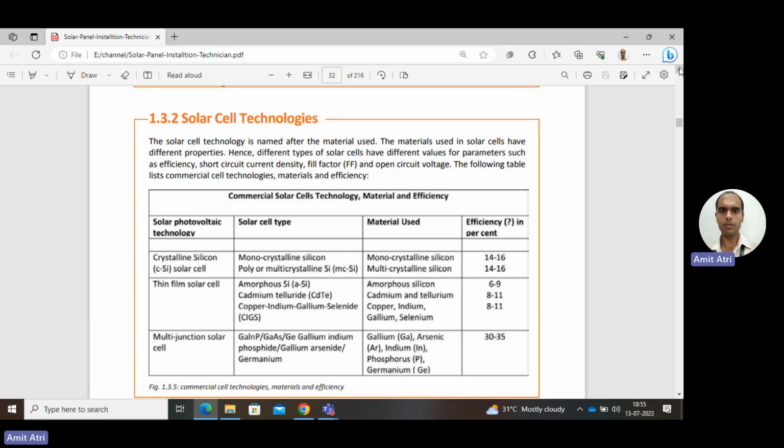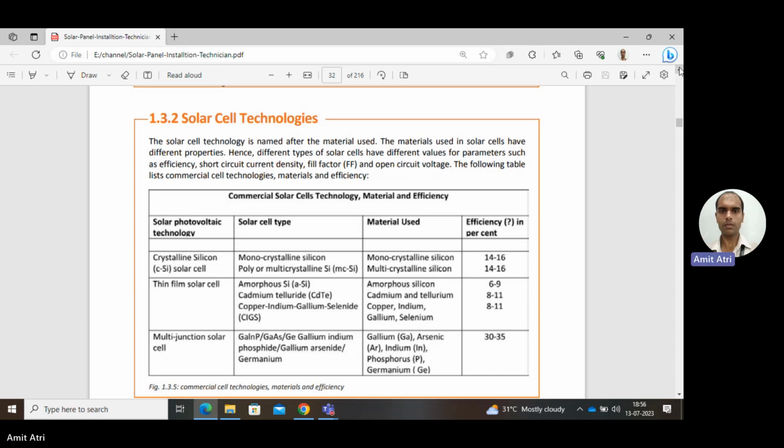First technology is crystalline silicon solar cell. It is of two types: monocrystalline silicon and second, polycrystalline. Polycrystalline silicon is also known as multicrystalline silicon. The material used is monocrystalline silicon in the first type of cell, and multicrystalline silicon in the multicrystalline or polycrystalline solar cell. Efficiency is 14 to 16% in this case.